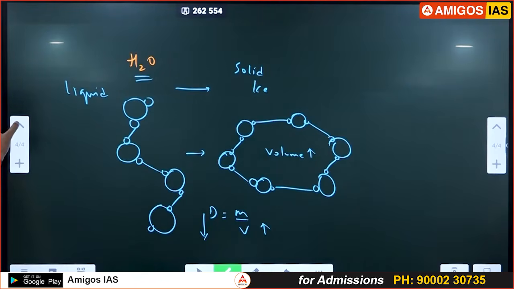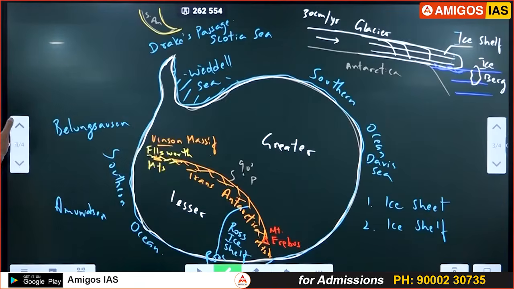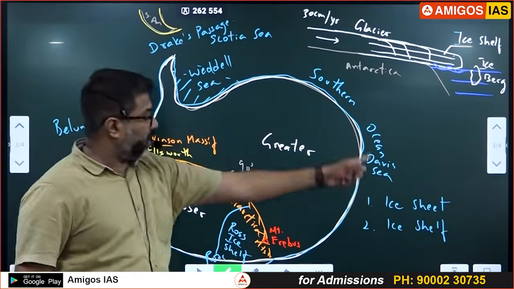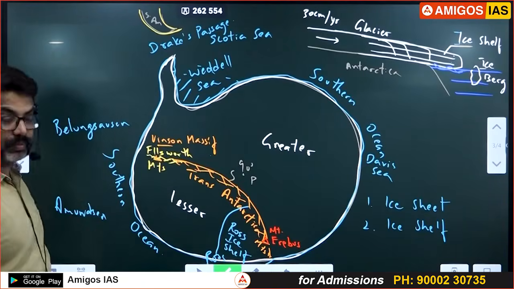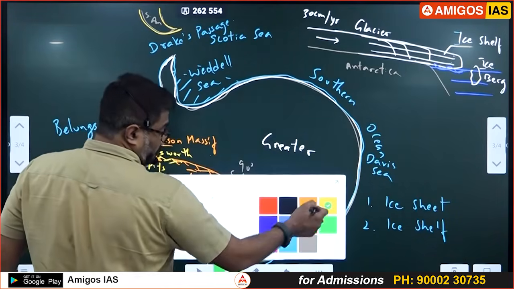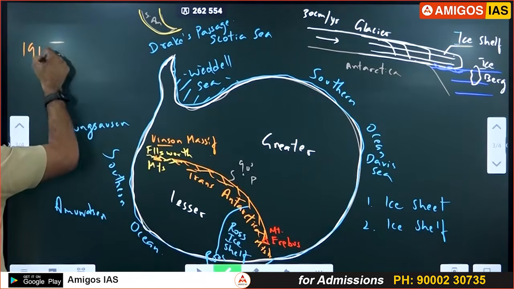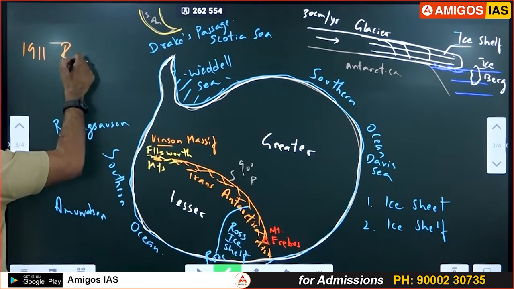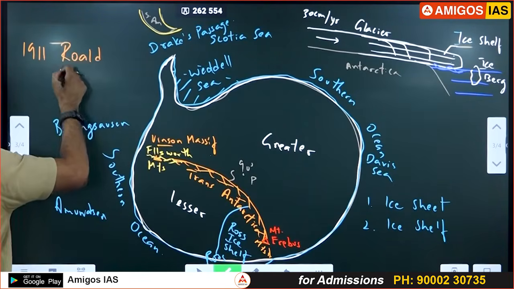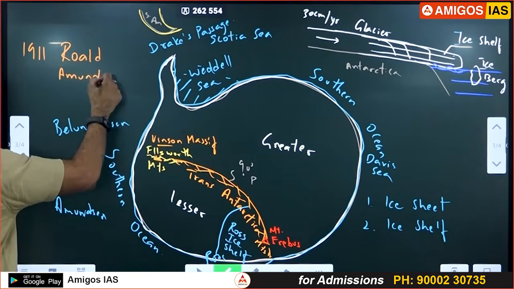So please remember this. Now you know, surrounding Antarctica we have a lot of ice. Next you should know, notice this: in 1911, Norwegian explorer Roald Amundsen was the first to reach the South Pole.